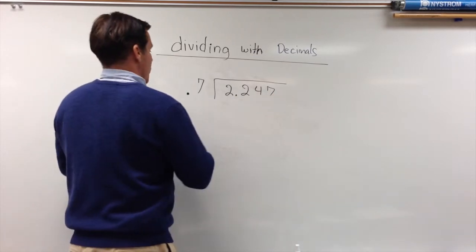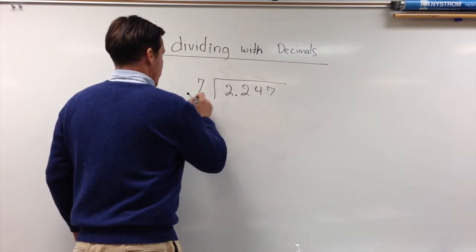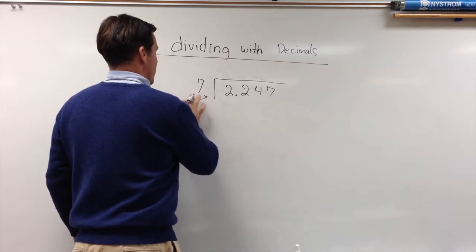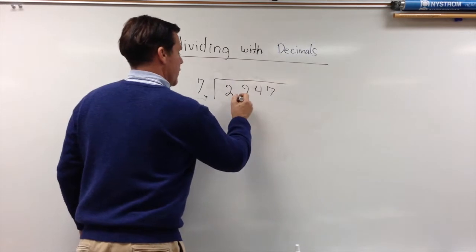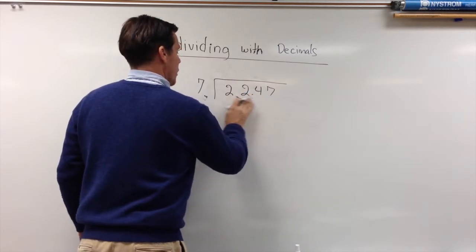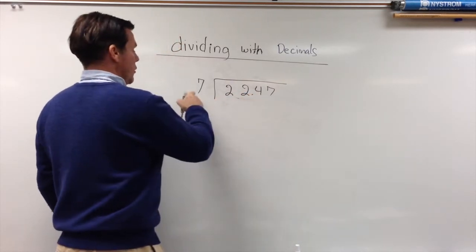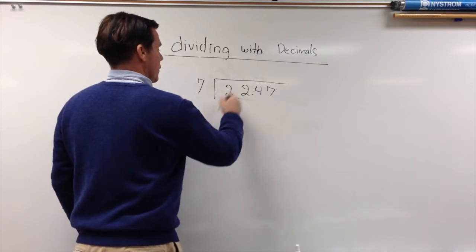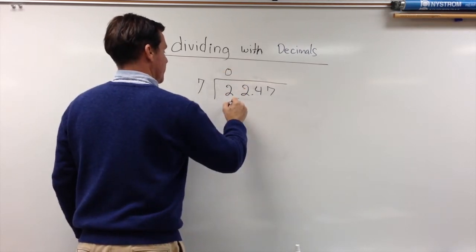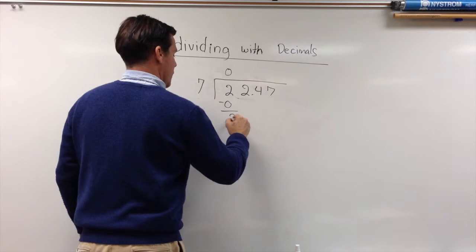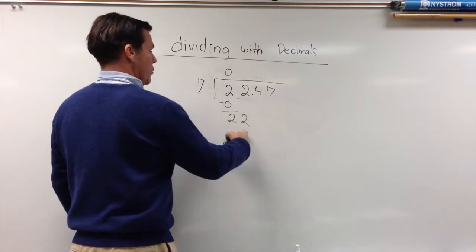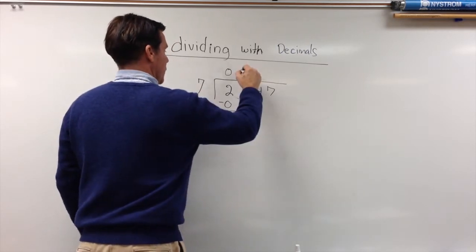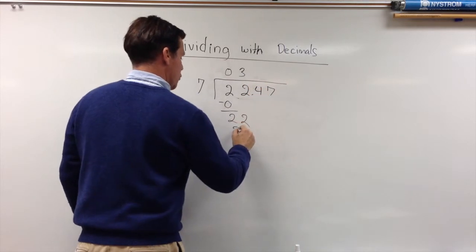So I'm going to go ahead and move this over 1. So that's just going to be a 7. I'm going to move that over 1, so my new decimal point is there. So 7 goes into 2, 0 times. 22. 7 goes into 22 3 times. That is 21.